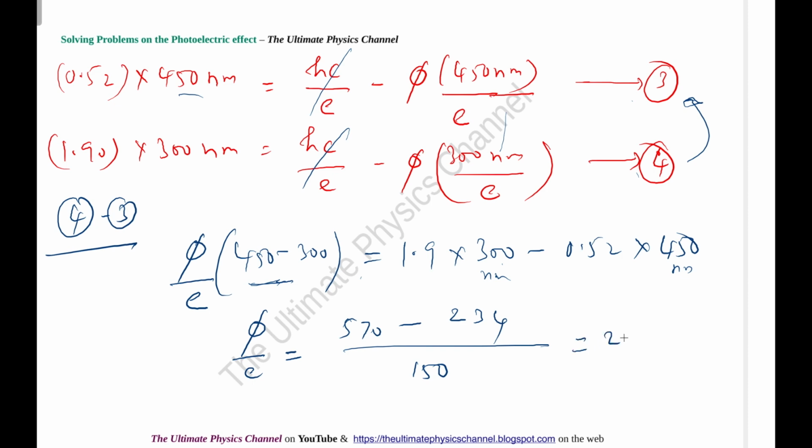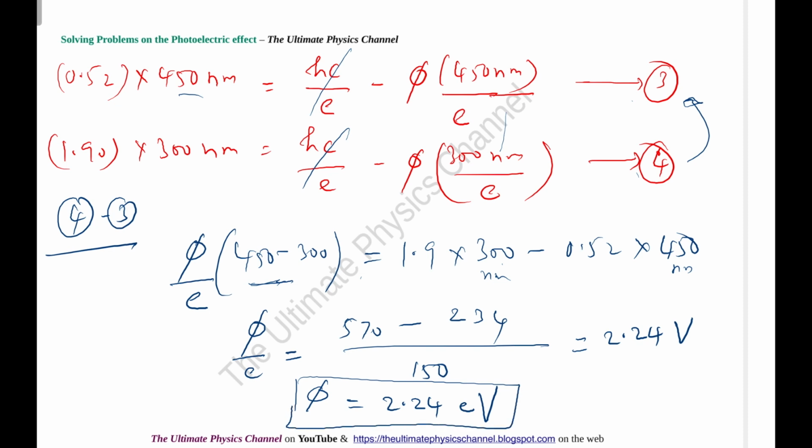So 2.24 volt. That is the unit you will get for this 5 over E. So finally, phi is equal to 2.24 eV. So in electron volt units, this is the value for work function that you will get. Now we have to calculate the next step, that is Planck's constant, as the second part of this problem, right?